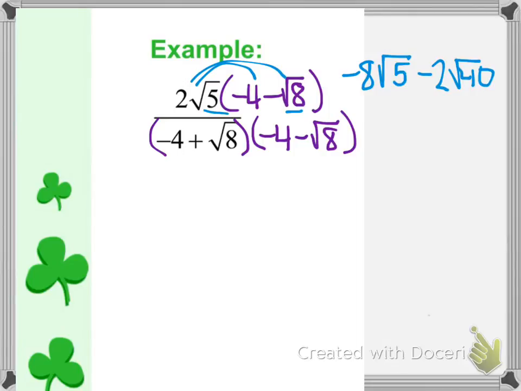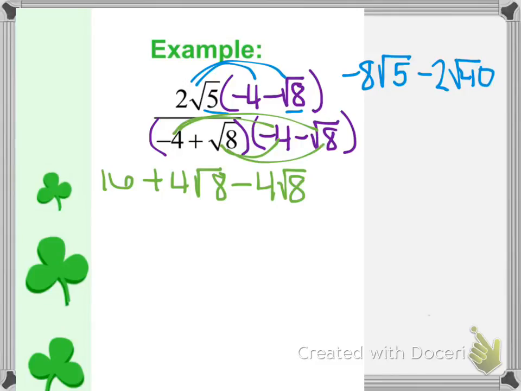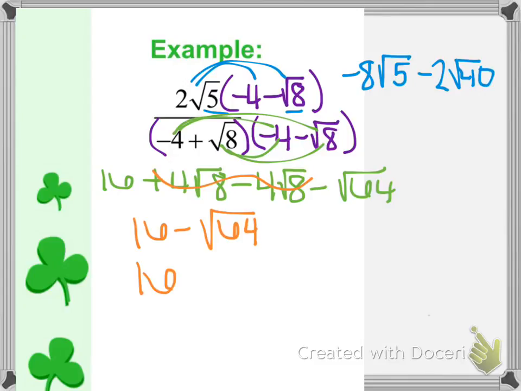On the bottom, negative 4 times negative 4 is 16. Negative 4 times negative radical 8 is positive 4 radical 8. Radical 8 times negative 4 is negative 4 radical 8. And 1 positive radical 8 and 1 negative radical 8 gives me a negative radical 64. Just like any other conjugates, my middle terms drop. In this case, leaving me with 16 minus the square root of 64. 64 comes out as 8. 16 minus 8 is 8. So I now have this for my top and 8 for my bottom.